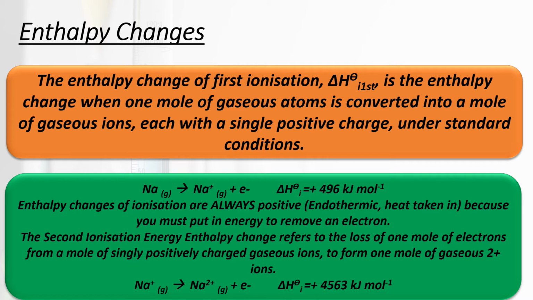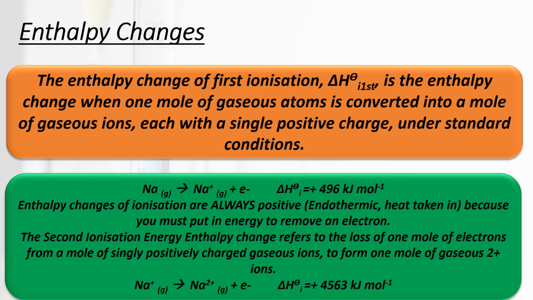There's also something called the second ionization energy enthalpy change. And this refers to the loss of 1 mole of electrons from a mole of singly positively charged gaseous ions to form 1 mole of gaseous 2+ ions. So simply what this means is we're going to start from the 1+ ion and then do another ionisation, technically the second ionisation energy.